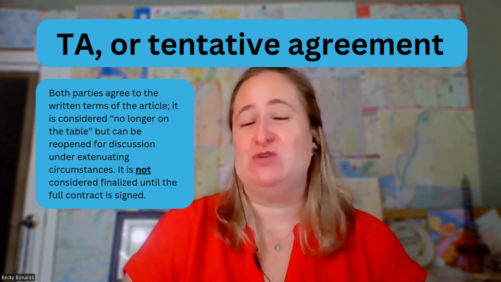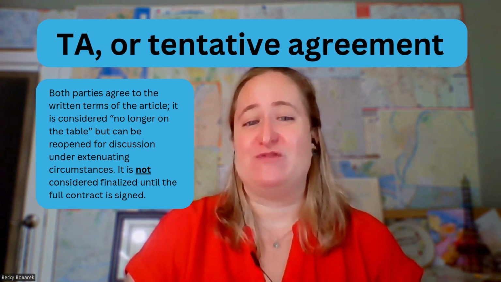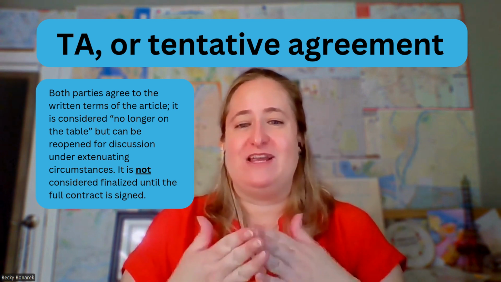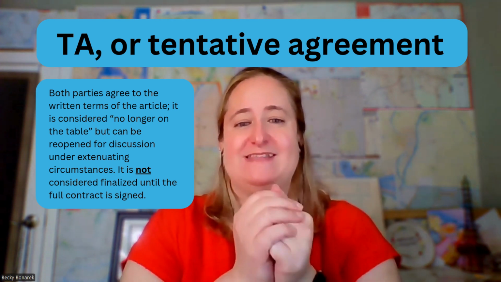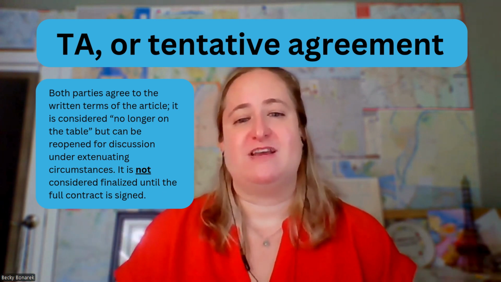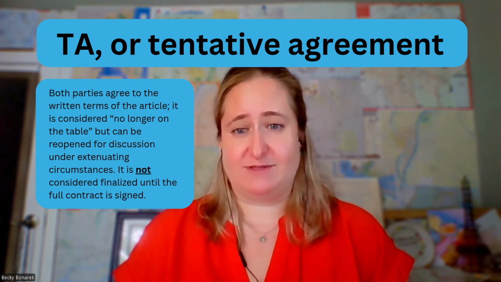Finally, we have to TA, or tentatively agree to something. So this is when both parties agree to the written terms of the article. It's considered no longer on the table, but can be reopened for discussion under extenuating circumstances. These articles are considered not final until the contract is signed.